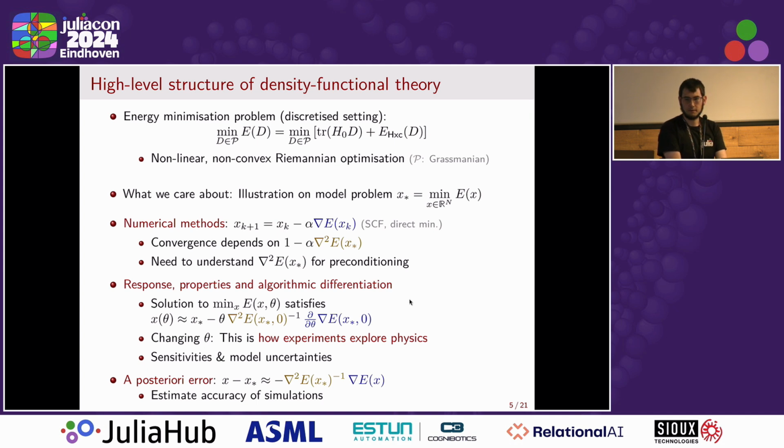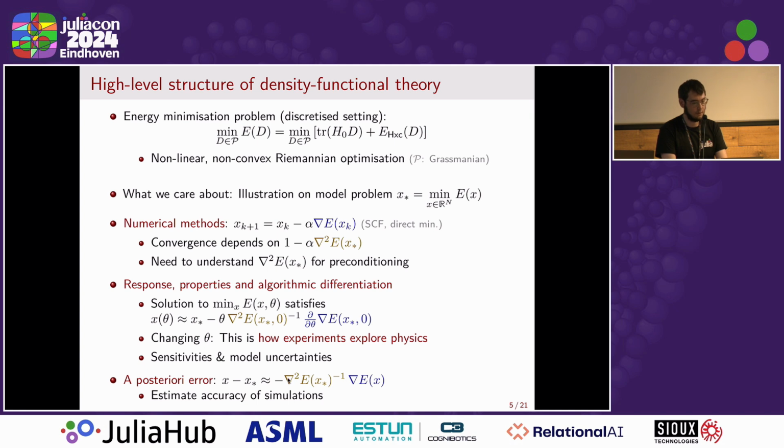Now, other things that people are interested in are properties and response. I will talk about this a bit more, but the point is that this connects to physics. And in order to do that, it turns out that, again, the gradient of the energy and the second derivative of the energy pop up. Similarly, if I want to do numerical analysis and understand the discretization error in my computation, then again the same structure pops up.